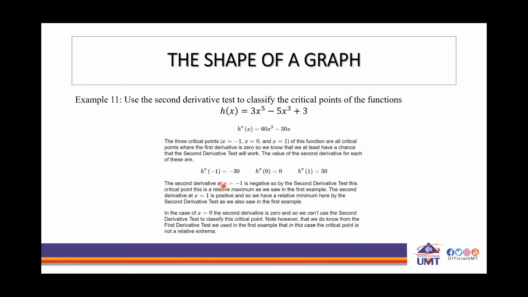The second derivative at x equals negative 1 is negative. So, inilah negative 30. By the second derivative test, this critical point is a relative maximum as we saw in the first example. The second derivative at x equals 1 is positive. So, we have a relative minimum here by the second derivative test as we also saw in the first example. In the case of x equals 0, the second derivative is 0 and so we can't use the second derivative test to classify this critical point. Note, however, that we do know from the first derivative test we used in the first example that in this case, the critical point is not a relative extrema.